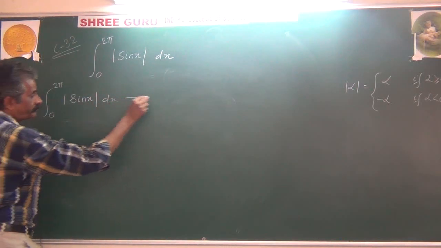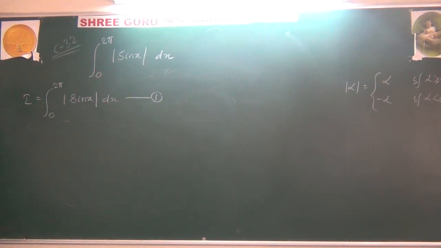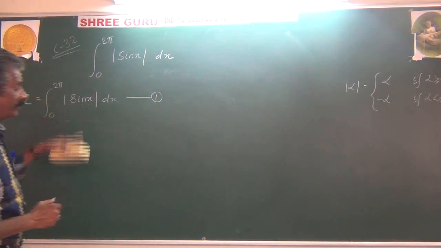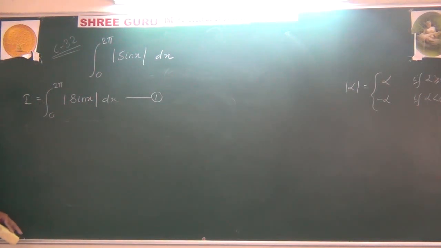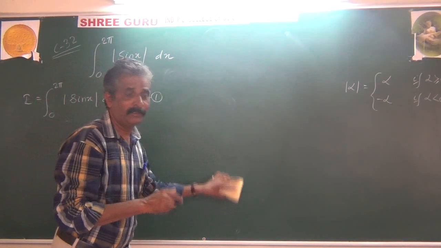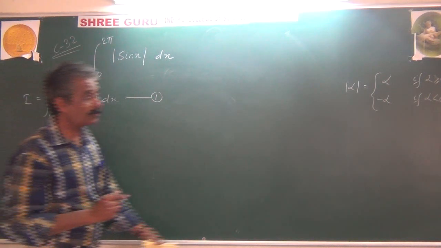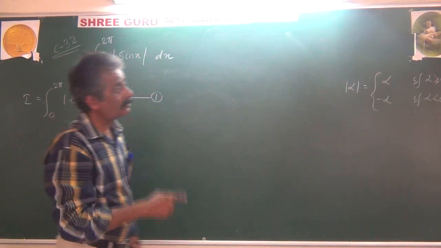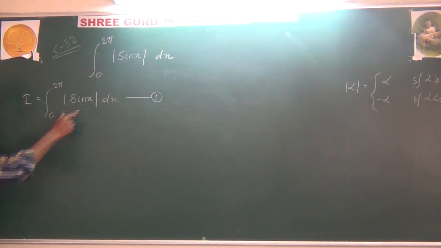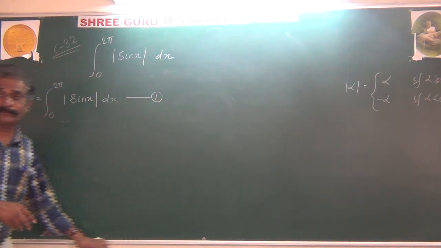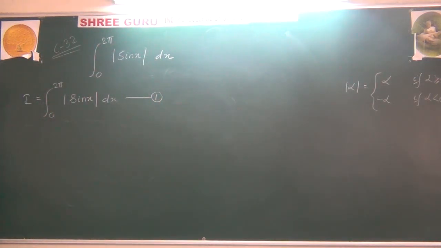Curve 1. Because of restriction of modulus, directly can't integrate. If it were only sin x, you can do. What is integration of sin x? Minus cos x. But now it's not possible because it is under restriction of modulus. Now that modulus restriction must be cleared. It can be cleared through this definition. When you want to use the definition, you have to analyze when sin x is positive, when sin x is negative. We know that sin x is positive in first and second quadrant, negative in third and fourth quadrant.